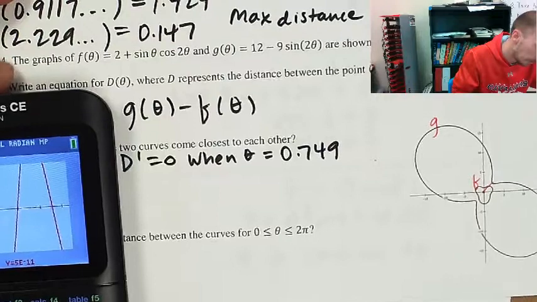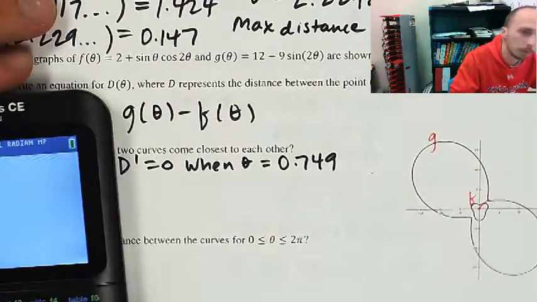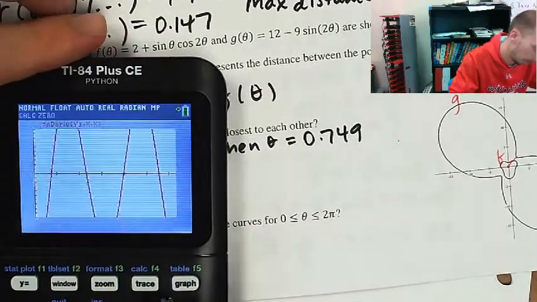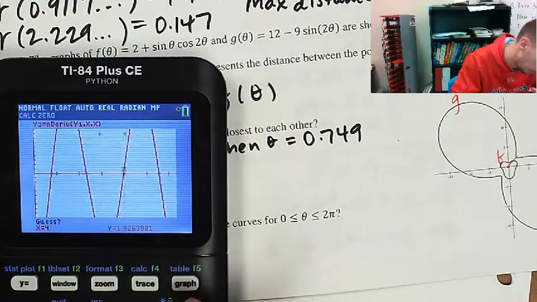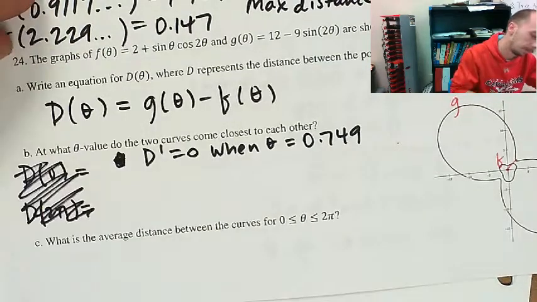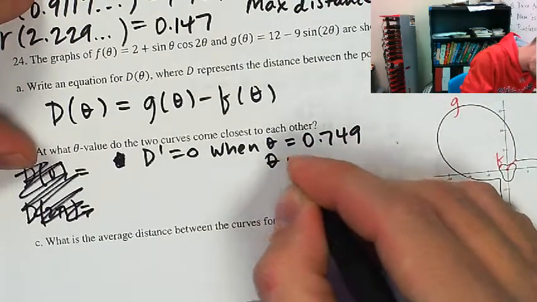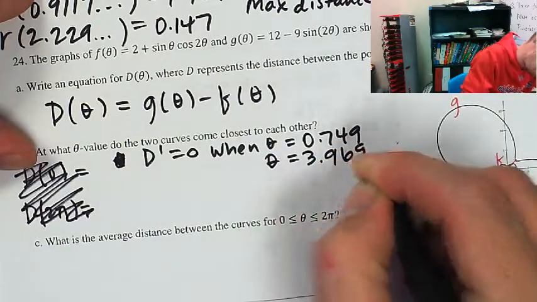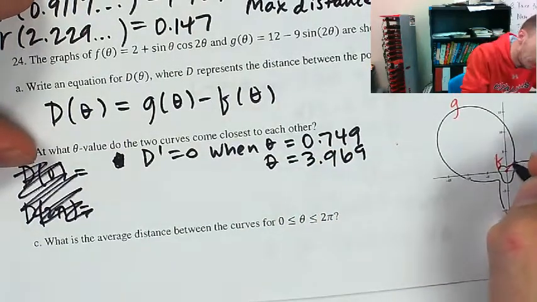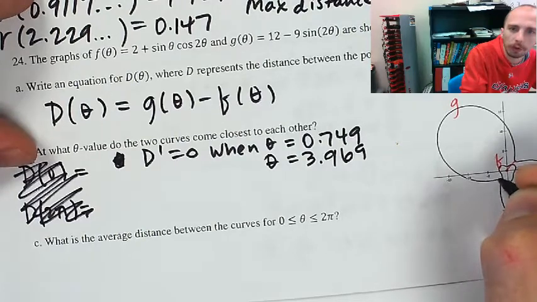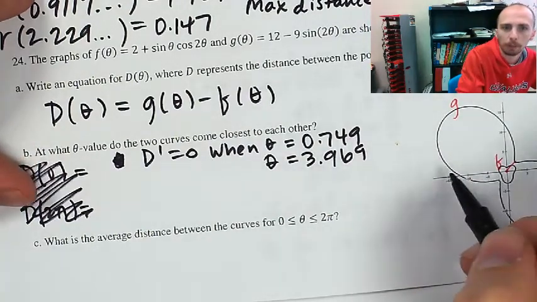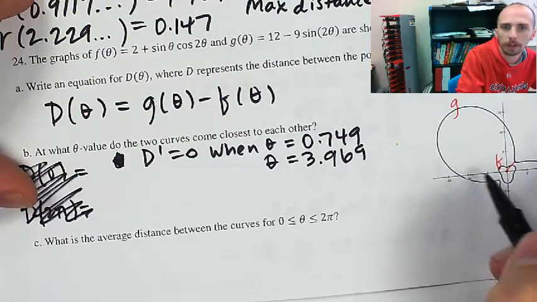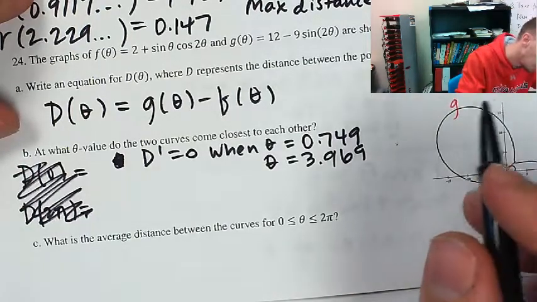Okay. And also when theta equals, you can't see that, I'm going to calculate a minimum. That looks like it's about at 4, so maybe it's between 3 and 4. Yeah, 3.969. And that feels like somewhere around here where they're really close, and maybe over here where they're really close, right? Because 3.9, well, this is 3.14 radians here, so it should be close by.